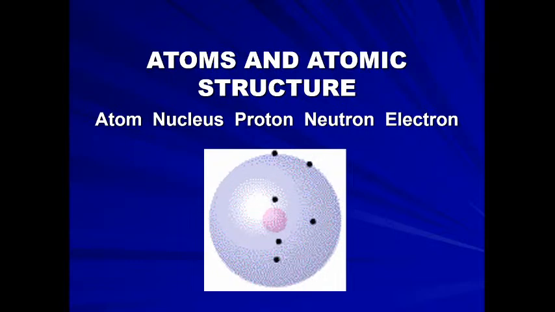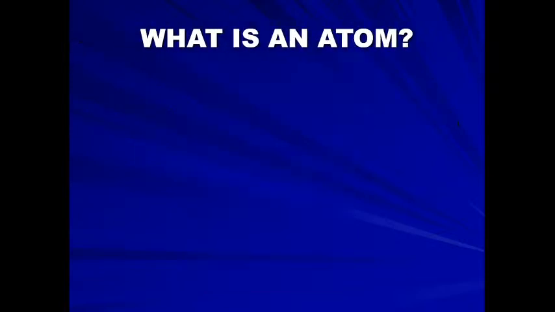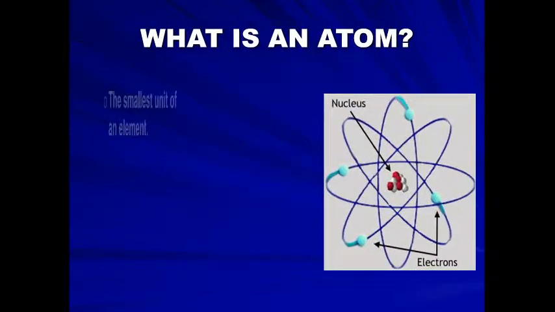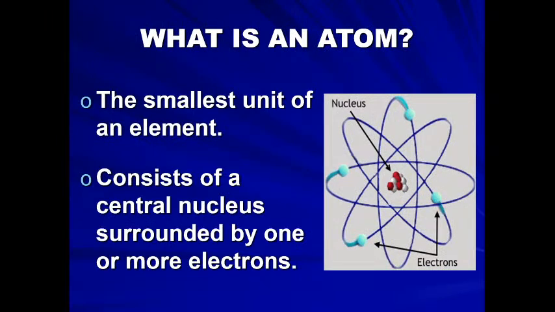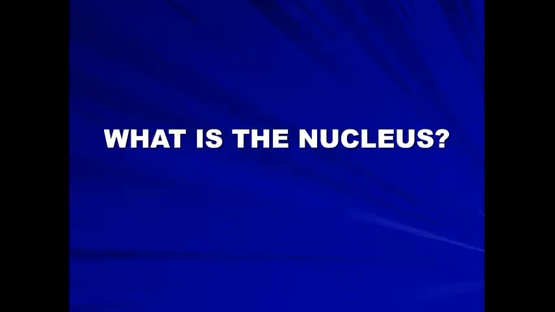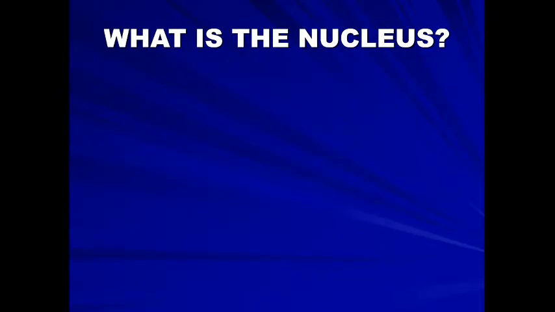So till the last class, we have understood how the discovery of the electron helped to find out that atoms are not indivisible. An atom can be subdivided into electron, proton, and neutron. So let's see what an atom is. We know that an atom is the smallest unit of an element, and consists of a central nucleus surrounded by one or more electrons.